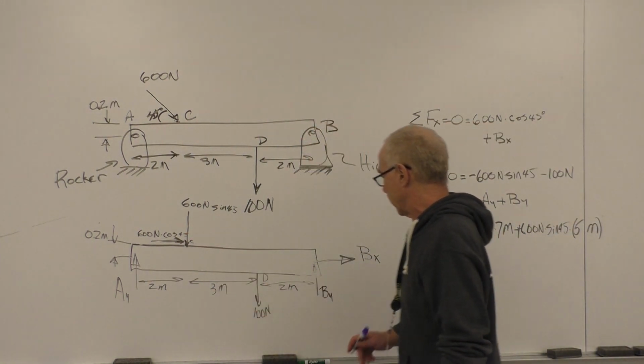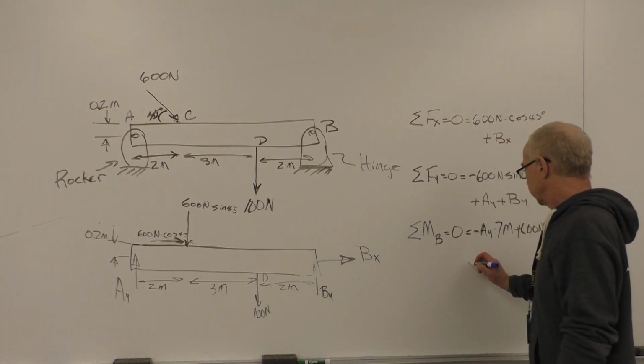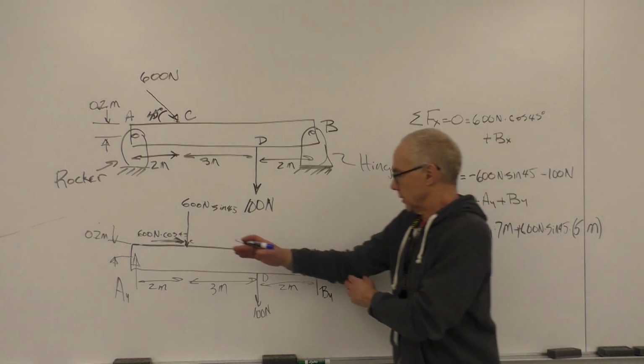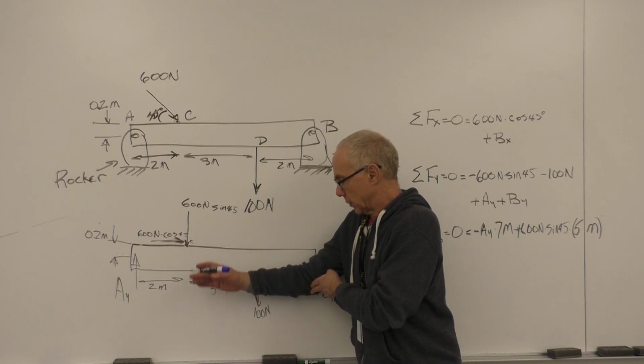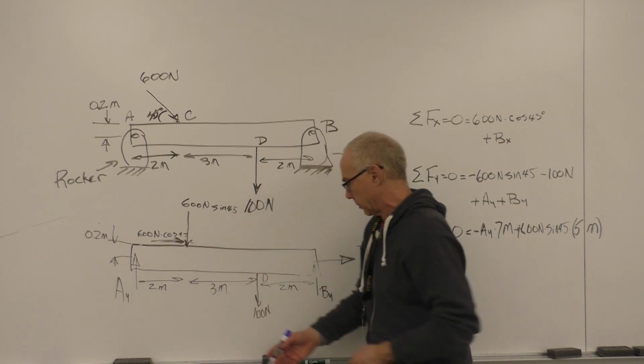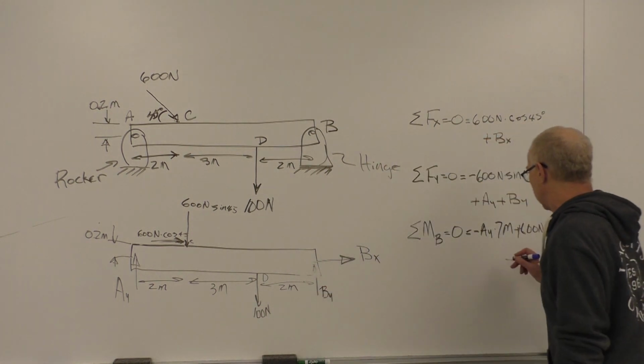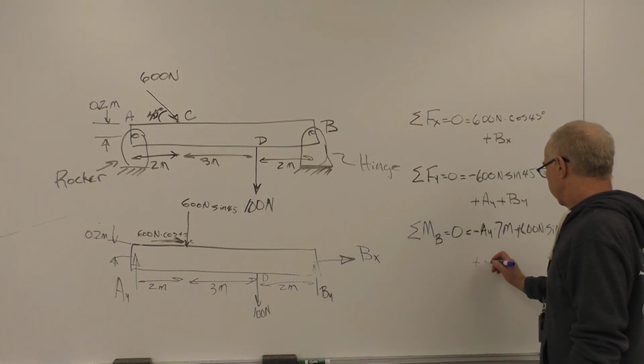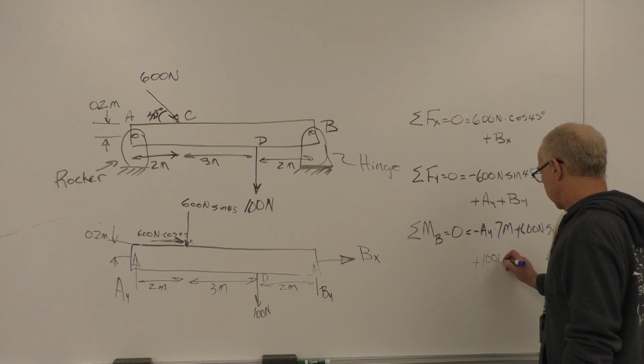Let's do this one. So we have 100 newtons. And in this case, again, the rotation is going to be counterclockwise because we're pushing down on this moment arm. So it's 100 newtons times 2 meters. So it's going to be plus 100 newtons times 2 meters.